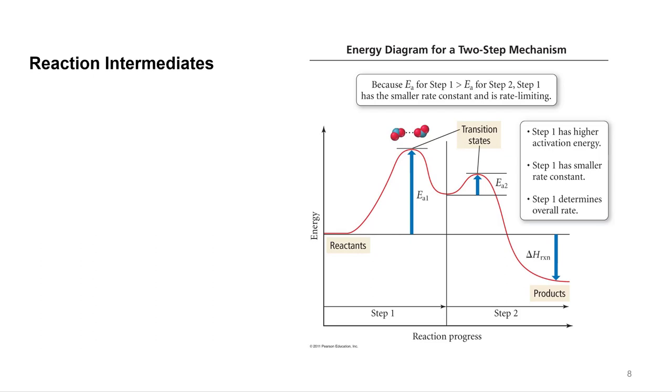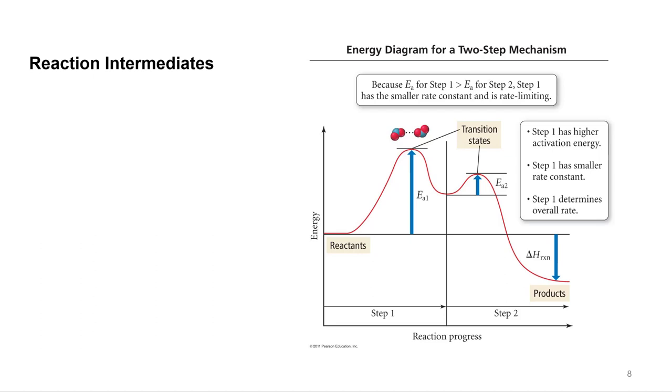So this here is the reactants for my first step, and usually the reactants overall, but not always. It has an activation energy, EA1, and then it produces this product. Then that is basically a whole new reaction that needs to happen, so it has its own activation energy, and then it goes down and produces a product, or it might go up. So you can see two activation energies, one for each step.